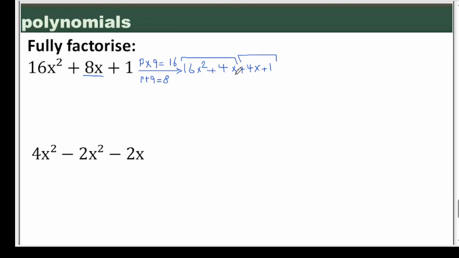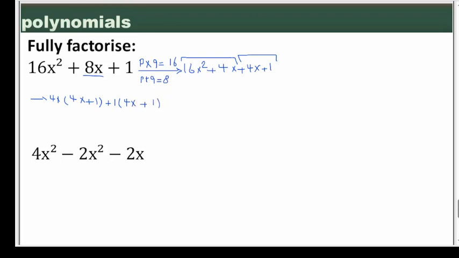For the first two terms, what's the common factor? The common factor would be 4x. So if I bring out 4x, what would be left for these terms would be 4x plus 1. Okay, let's go for the second one. Second two terms, what's the common factor between them? Only 1. So I bring out 1 and write it as it is, 4x plus 1.